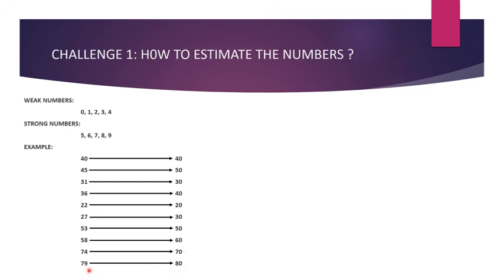At the end, the last example is 79. You can see here 9. At the end of the 79 is 9 and 9 is a strong number. So it will change 7 into 8. Okay. And you will write 80. 9 has changed the place of 7 and 7 will be changed into 8 and at the end you will put 0. It means that after estimation of 79 you will get 80.